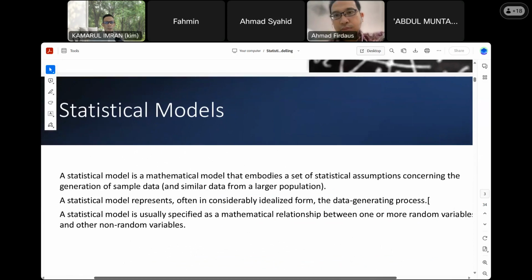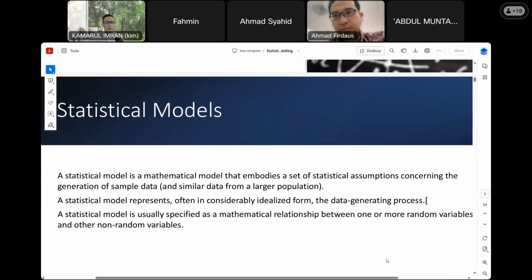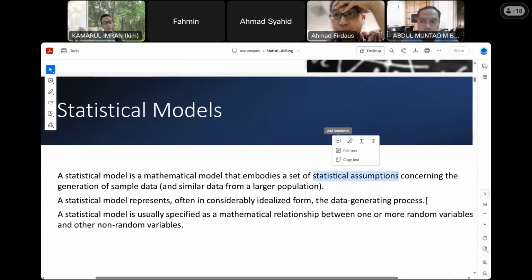A statistical model is a mathematical model that embodies a set of statistical assumptions, right? So it is a mathematical model, but it has statistical assumptions. These are the assumptions that you have to make. You can get power for your analysis by making certain assumptions. If not, your analysis will always be weak.